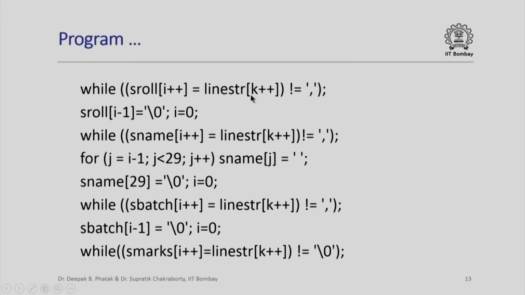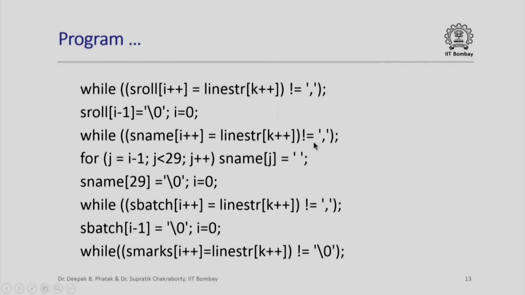The value of k I continue from whatever that value was, because it correctly points to a character just after the comma. I do the same thing, I extract the name up to comma. As long as I do not get a comma, it is possible that the name is actually shorter than the length that I have provided for sname. Remember, sname is a 30 character string.